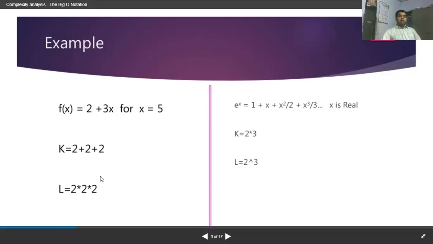Okay, the complexity is less. Why is complexity less in this part? Because once you know the multiplication, you can perform any number of multiplications multiple times.